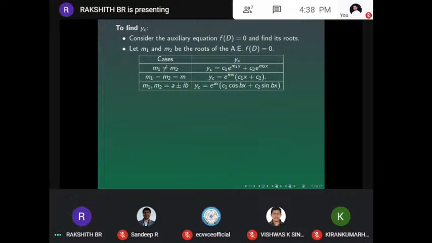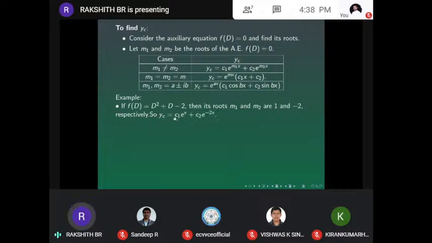This is the idea of the three cases, and depending on which one applies, you can write down yc. For example, consider f(D) = D^2 + D - 2. What are its roots? You can easily verify that its roots are 1 and -2. The roots are real and distinct, and hence its solution will be c1 e^(m1 x) + c2 e^(m2 x), where m1 is 1 and m2 is -2. Therefore yc = c1 e^(x) + c2 e^(-2x).